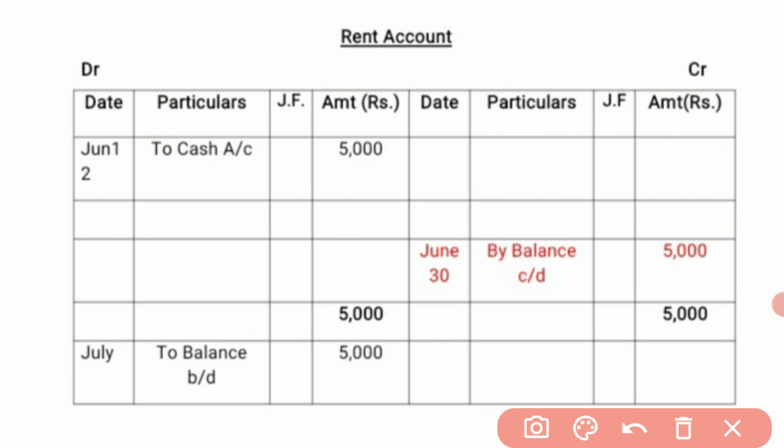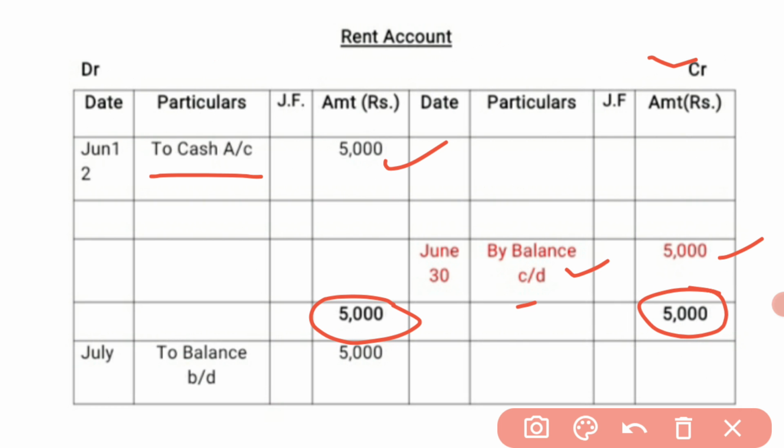So rent account is to be debited, so it should be shown in the debit side June 12 to cash account 5,000. There is no any entry in credit side. So you have to write by balance carried on 5,000. So total amount will be 5,000, 5,000. And this amount is to be brought down to the next month. That is to balance brought down 5,000.